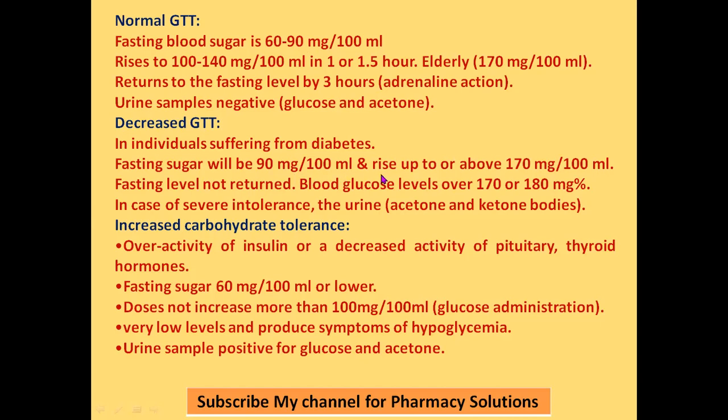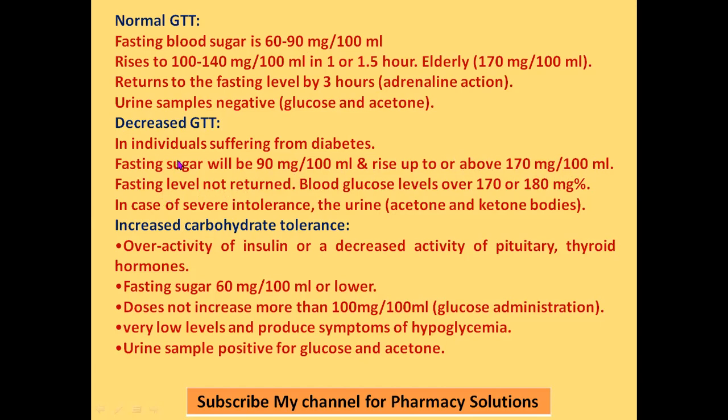And when you give this extra dose, it will increase above that, up to 170 or above 170 mg, because there is already more glucose in the blood of that patient who is suffering from diabetes. So it will increase up to 170 or above, depending upon the severity. And it will take more time to come down, because you are giving an extra dose.